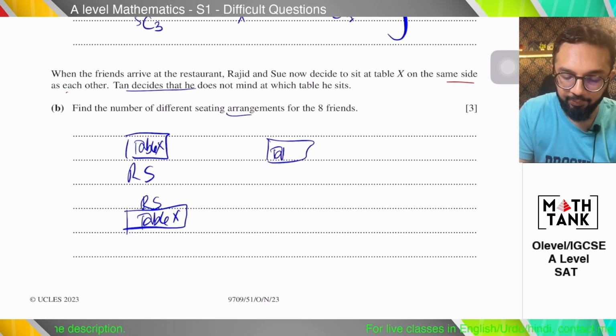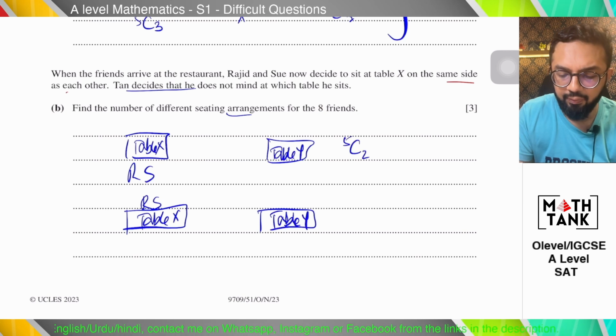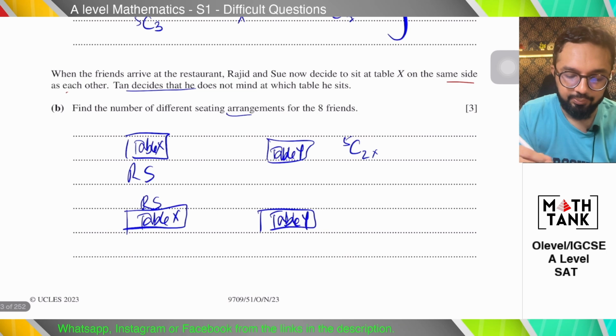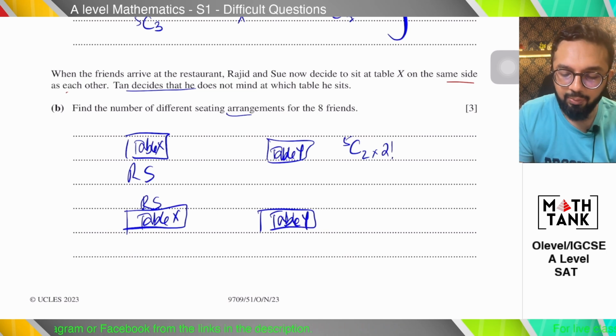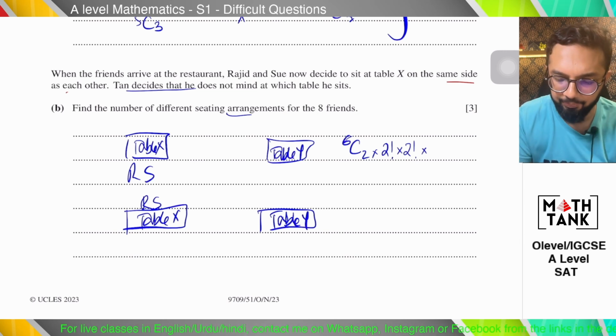So table Y. So what is going to happen is that there will be people who decide who they want to sit with Tam, with R and S, and say that there are 5C2 people, and then those 2 people will shuffle between themselves. Rajat and Sue could also shuffle between themselves. Then whoever remains will sit on the other table. Okay, this shouldn't be 5C2, this should be 6C2 because Tam is also now sitting with that.